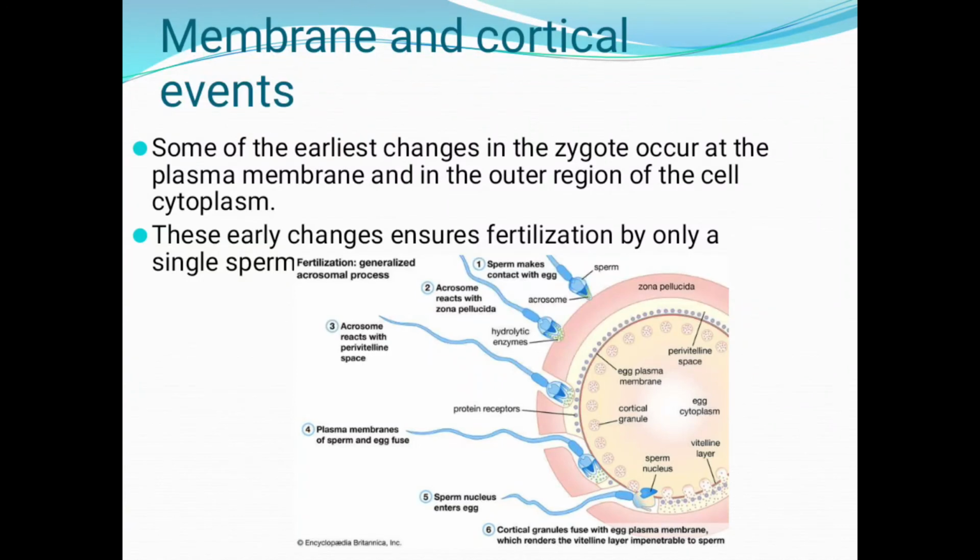Now membrane and cortical events. Some of the earliest changes in the zygote occur at the plasma membrane in the outer region of the cell cytoplasm. These early changes ensure fertilization by only a single sperm. As I told you, 300 million sperm enter the uterus. So these changes allow only a single sperm to make contact with the egg.